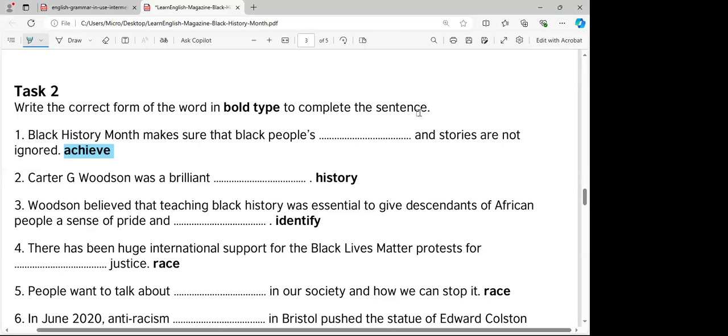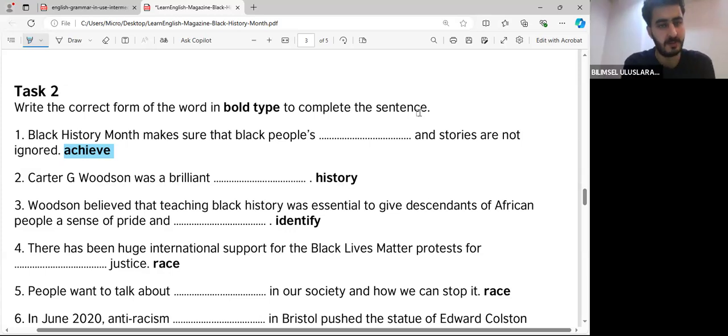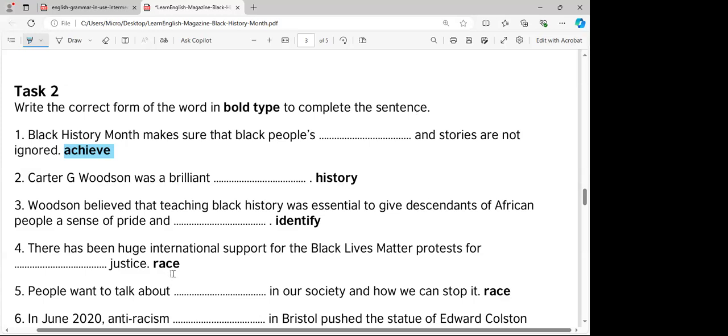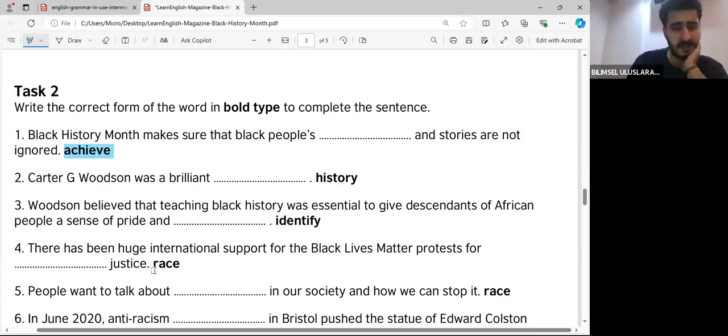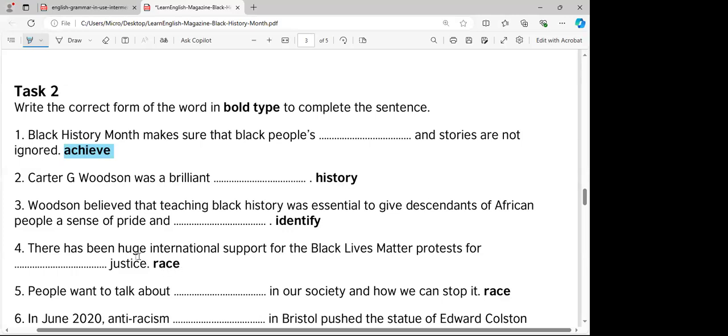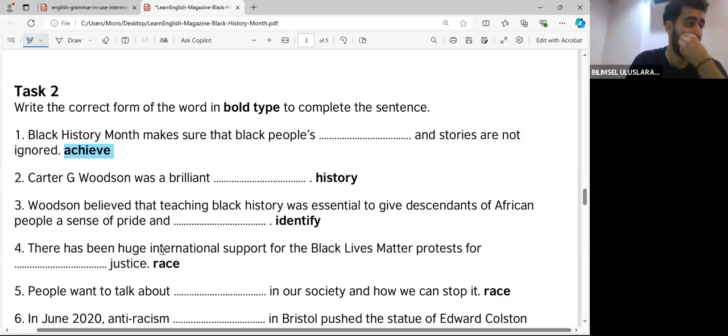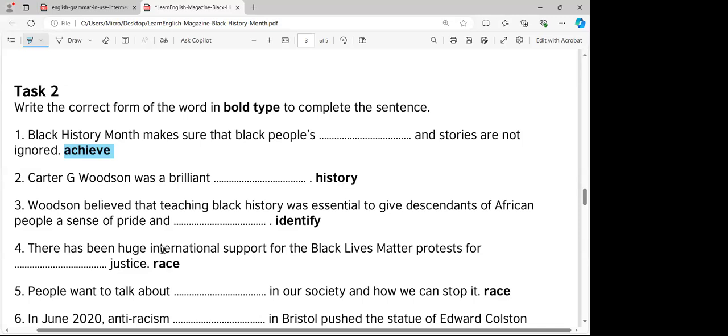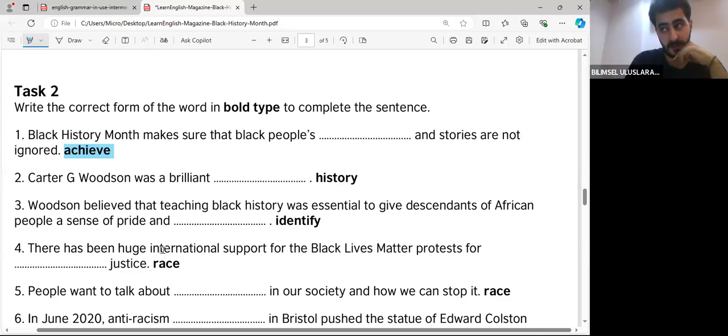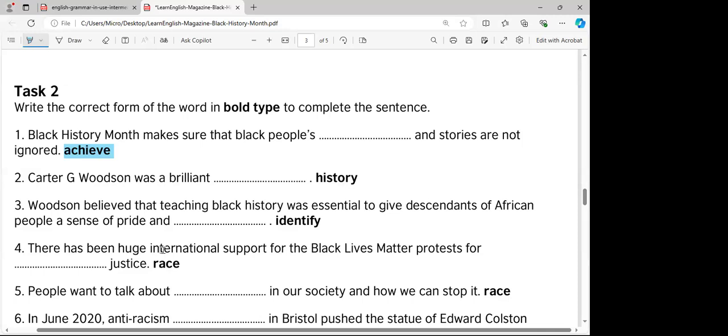There has been a huge international support for Black Lives Matter protests for racial justice. Racial justice. وإيش الاسم منها؟ Race. Race عرق. What part of speech is race? Noun. Racial. اللي هي يعني العدالة العرقية. بالضبط. Racial justice. ما فينا نقول racial.